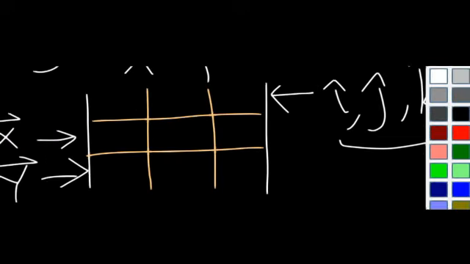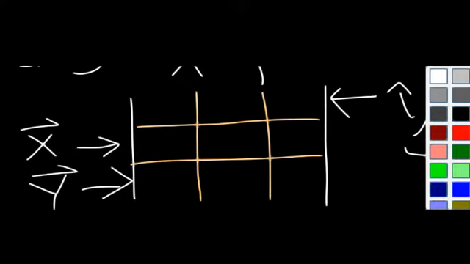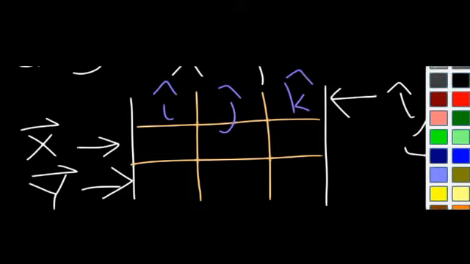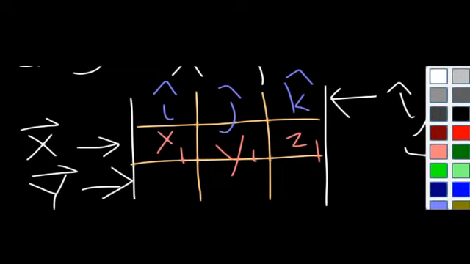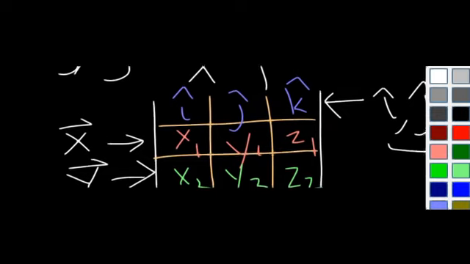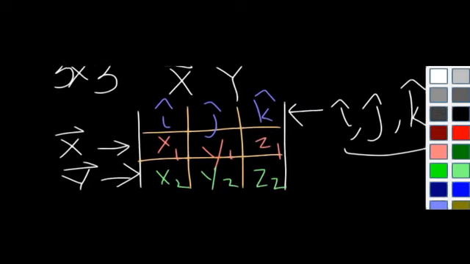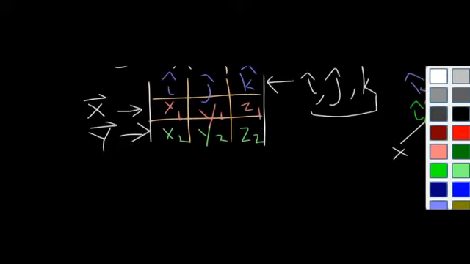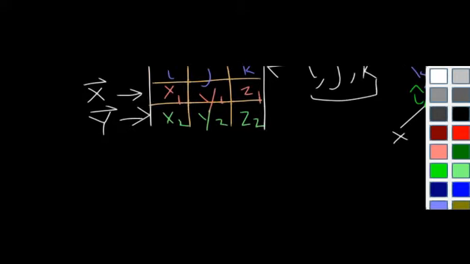So we input everything into this determinant. It's going to be i hat, j hat, k hat, x1, y1, z1, and x2, y2, z2. That is how a determinant looks, except for the imaginary lines, but you can ignore that. So what is this equivalent to? What does it equal? How do you solve it?